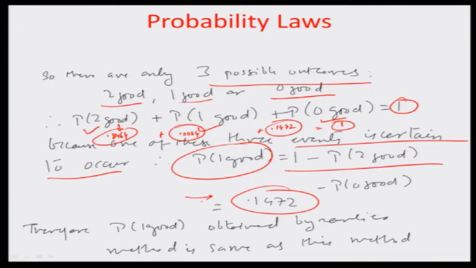So, therefore, the probability of 1 good piece obtained by the earlier method is the same as by this method. Whether you go by just laying out this logic and trying to calculate, or by this approach, both the answers converge to the same values, okay. So, the law of probability is organized as far as acceptance sampling in this particular manner.